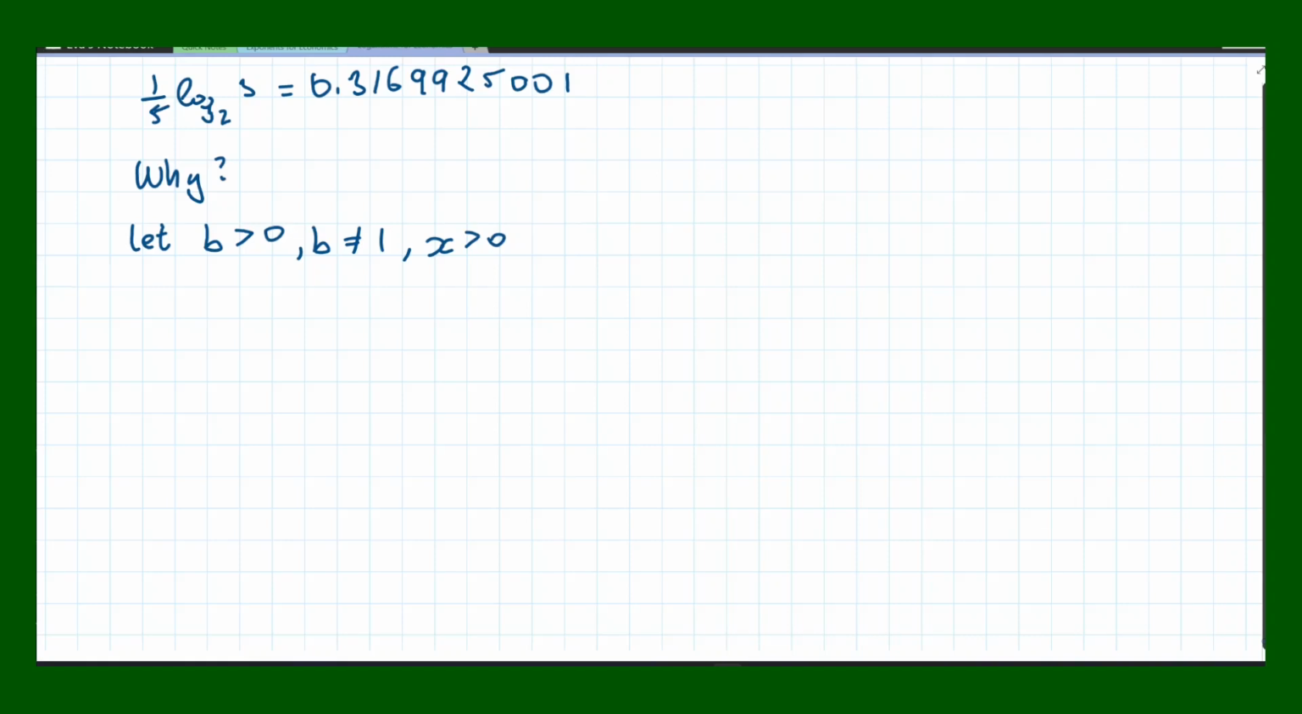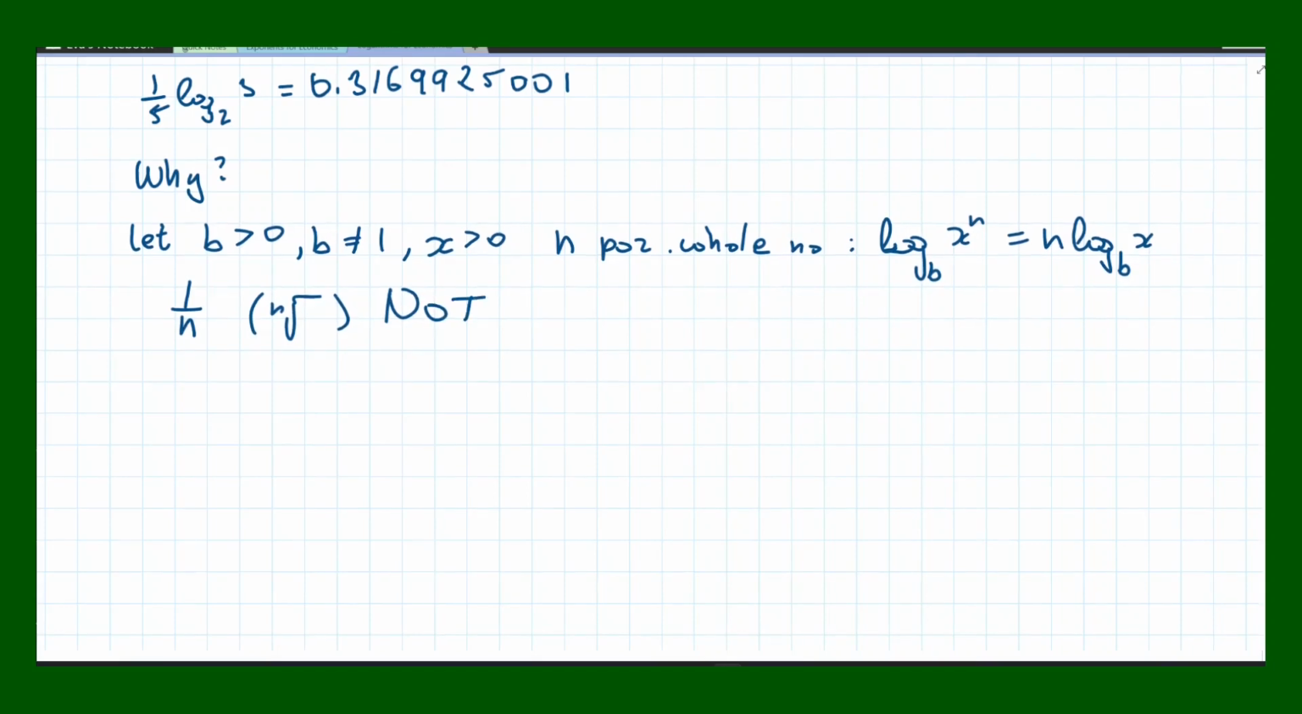And remember, in the previous video, we established that if n is a positive whole number, then log base b of x to the n is equal to n times log base b of x. Now, just to reiterate, our problem is that 1 over n, which is basically our nth root, is not a positive whole number. So we cannot apply the rule that we derived in the previous video.